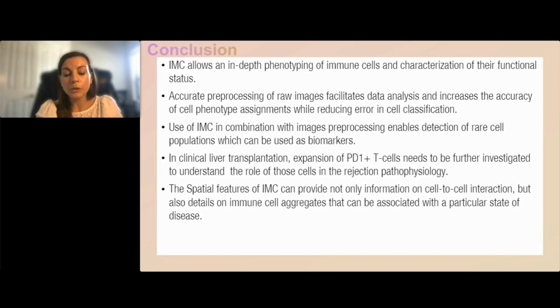In clinical liver transplantation, we identify these PD-1 T-cell populations that need to be further investigated to understand their role in rejection pathophysiology. And the spatial feature of IMC can provide not only information on cell-to-cell interaction, but also detail on cell-to-cell aggregation that can be associated with a particular state of disease.